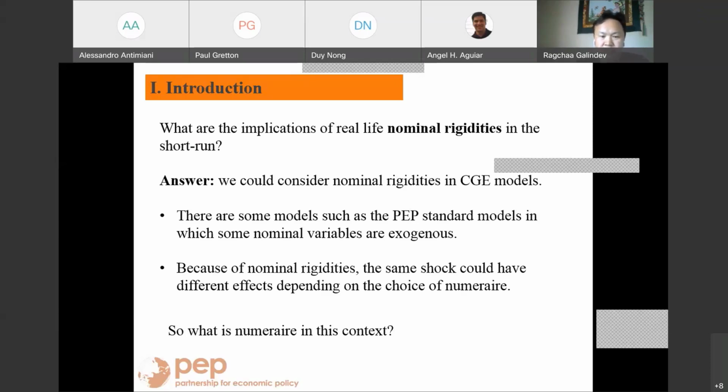So in that case, what's the numeraire in the short run? In the short run, some nominal variables are exogenous, and then we just change the numeraire, and then the results are different.